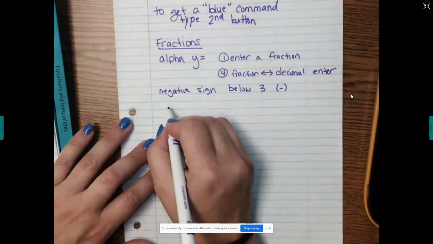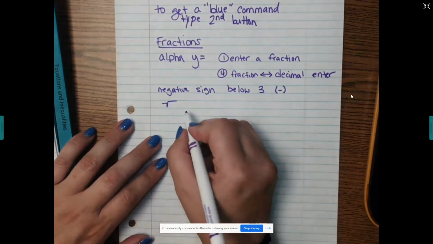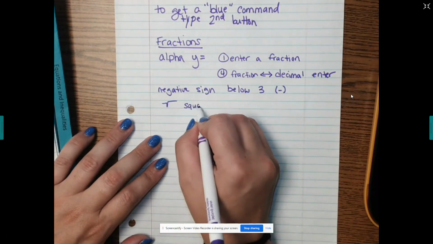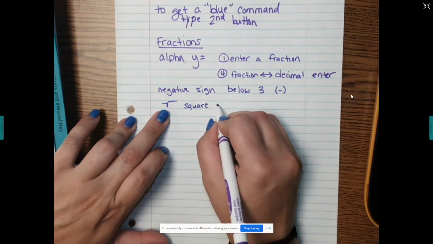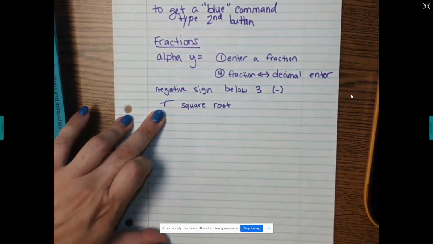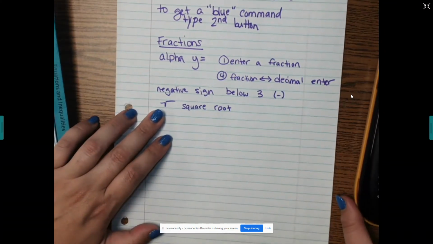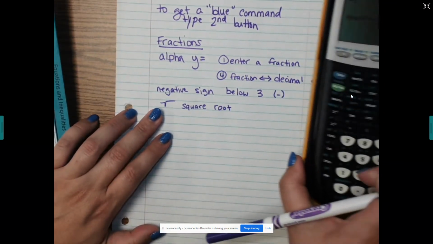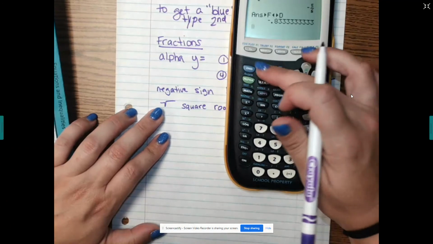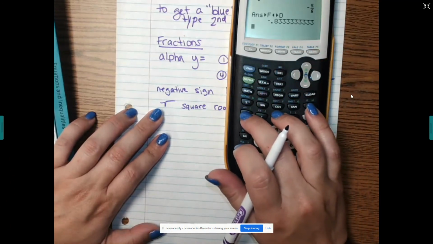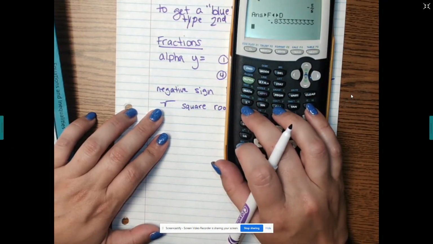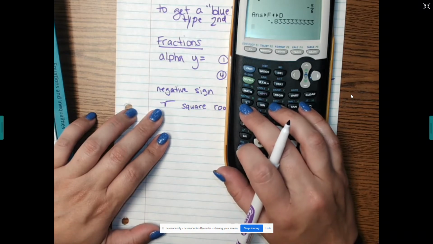So, square root. Okay, this is called square root. This symbol is called a radical. There is a radical sign on our calculators. Okay? If you look very closely, it's right above x squared and it's blue. So if I want to get to a blue button, what do I have to push first?